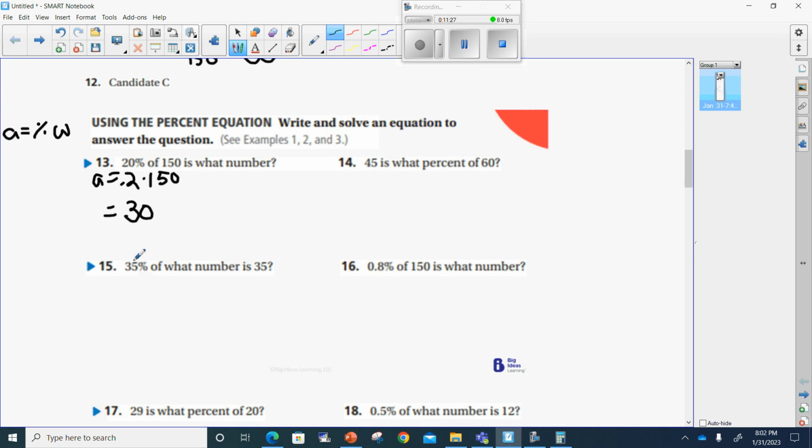Let's go to number 15. It says 35% of what number is 35? The is given 35. So 35 equals, remember 35% over here will be moved back twice to give me a decimal that I can use in an equation. And I'm multiplying this to the whole number. Well, that means I can divide this side by 0.35, which means I have to divide this side by 0.35.